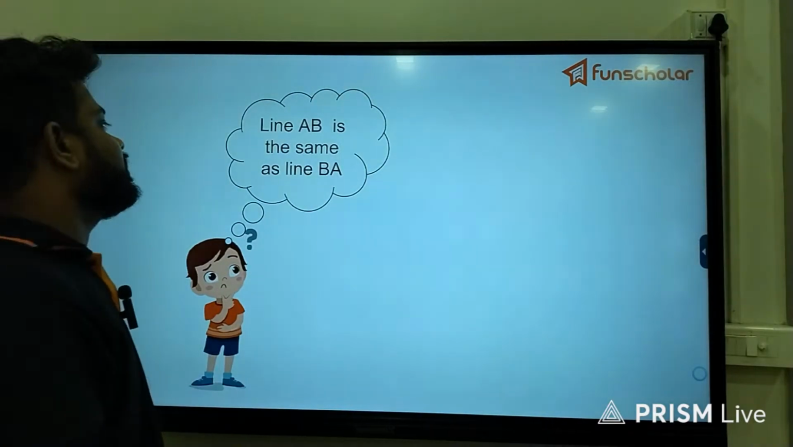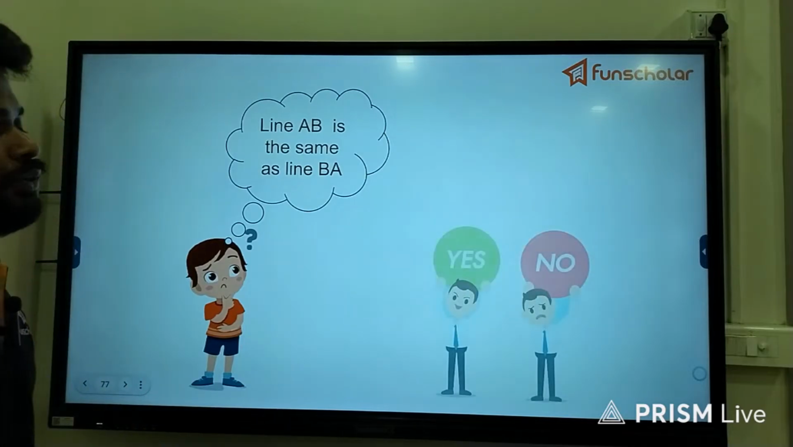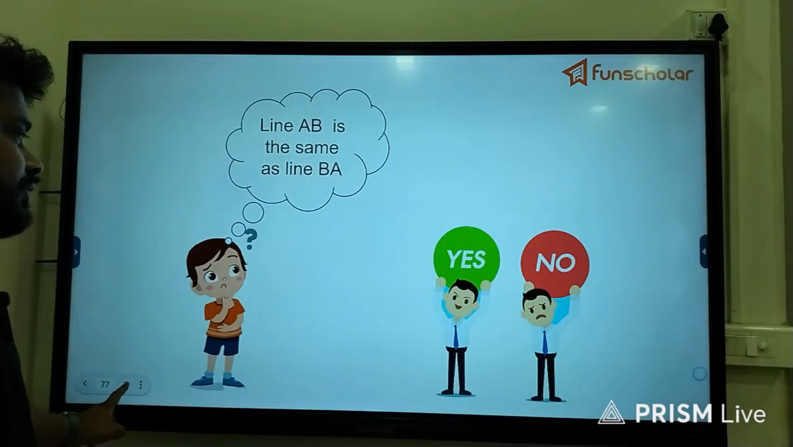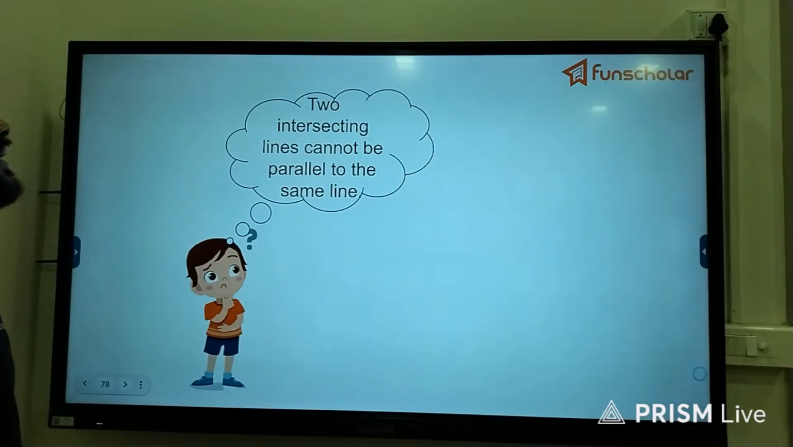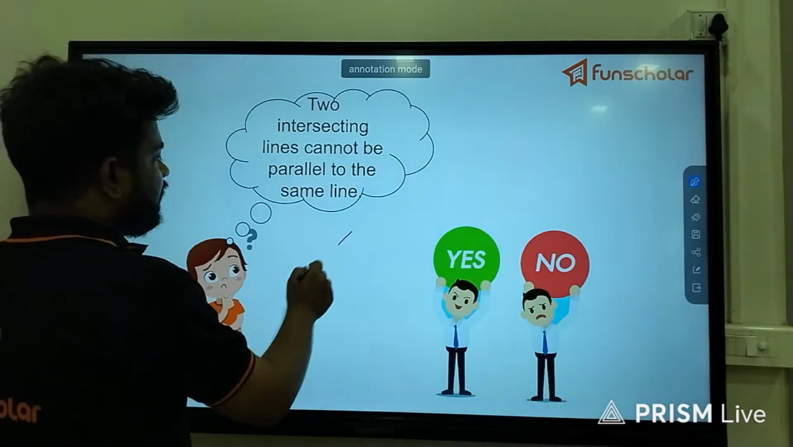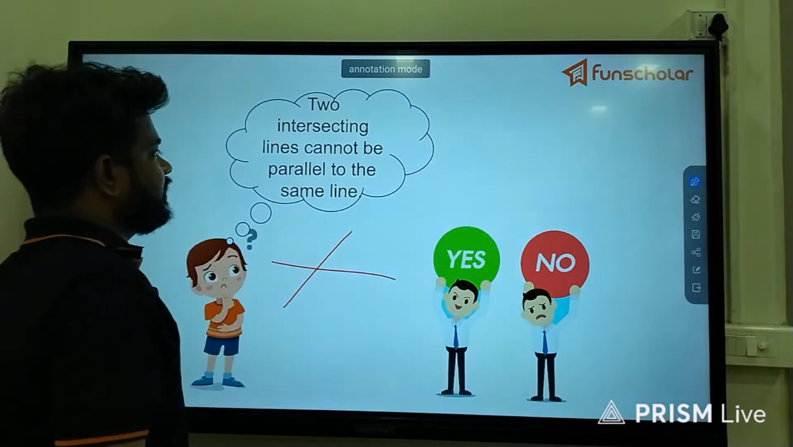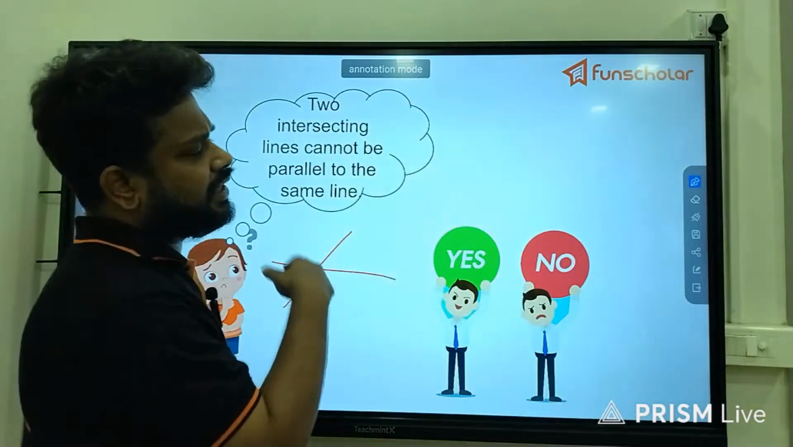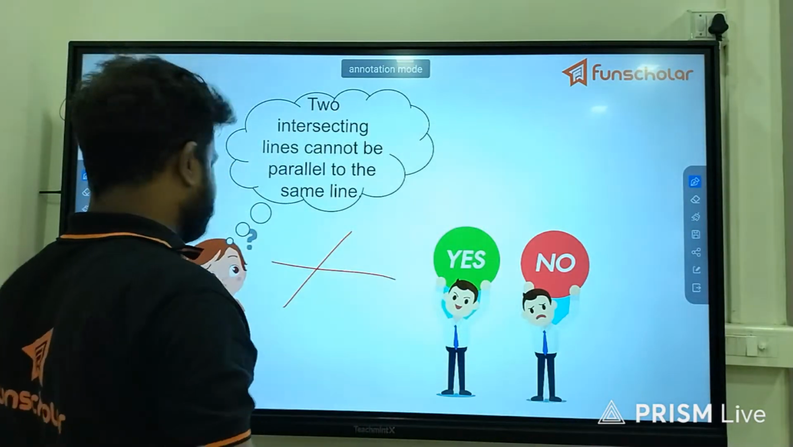Next, line AB is the same as line BA. Obviously, it will be the same. Yes, it will be yes. Two intersecting lines cannot be parallel to the same line. Okay, so if I draw it, two intersecting lines like these two cannot be parallel to the same line. Obviously, if they are intersecting, they won't be parallel. So it will be yes.